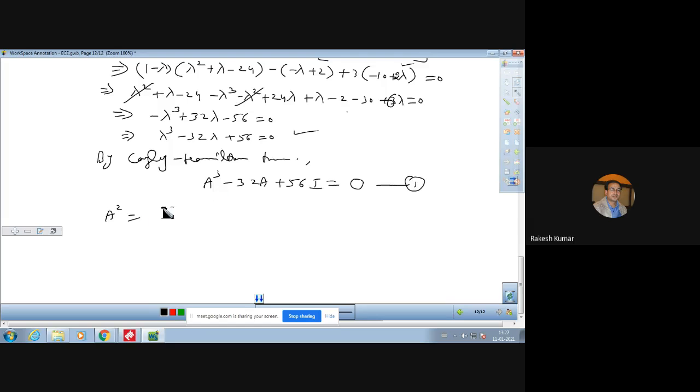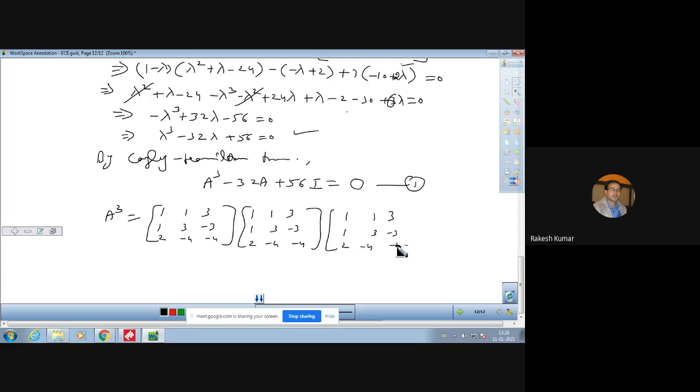So for A cube, first of all, we must have A square. And for finding out A square, we just need to multiply A with A. So this is your A matrix, 1 3 minus 3, 2 minus 4 minus 4, and 1 1 3, 1 3 minus 3, 2 minus 4 minus 4.